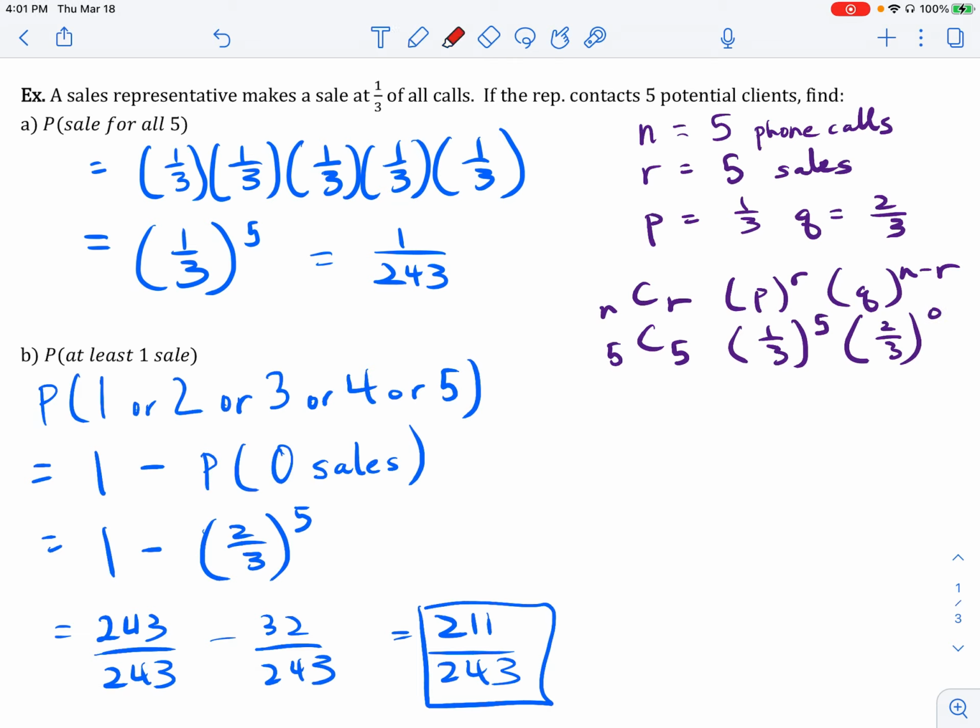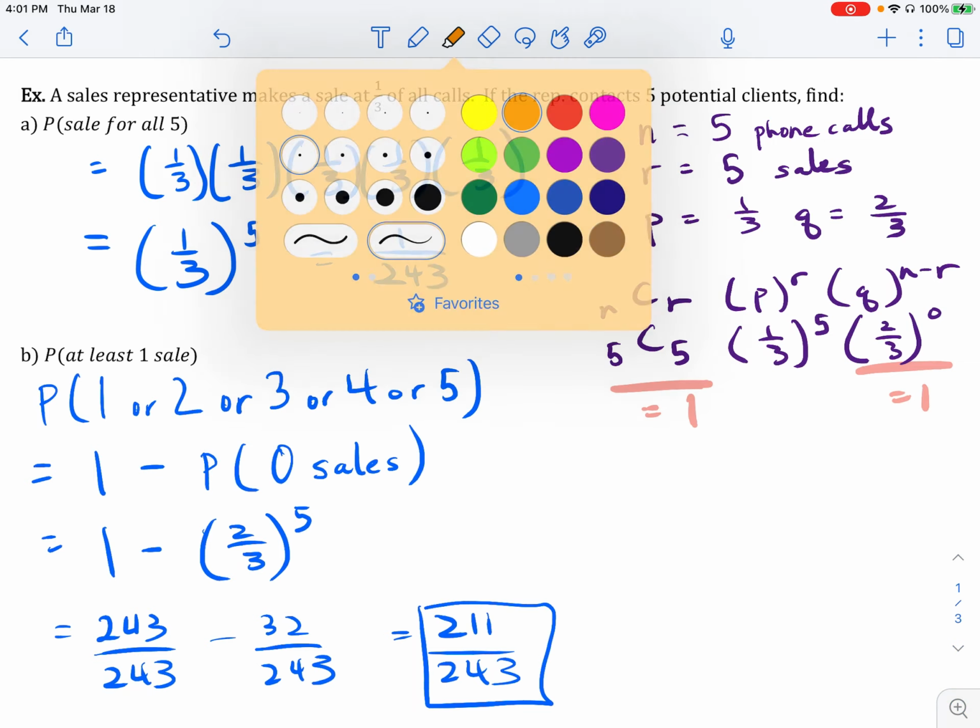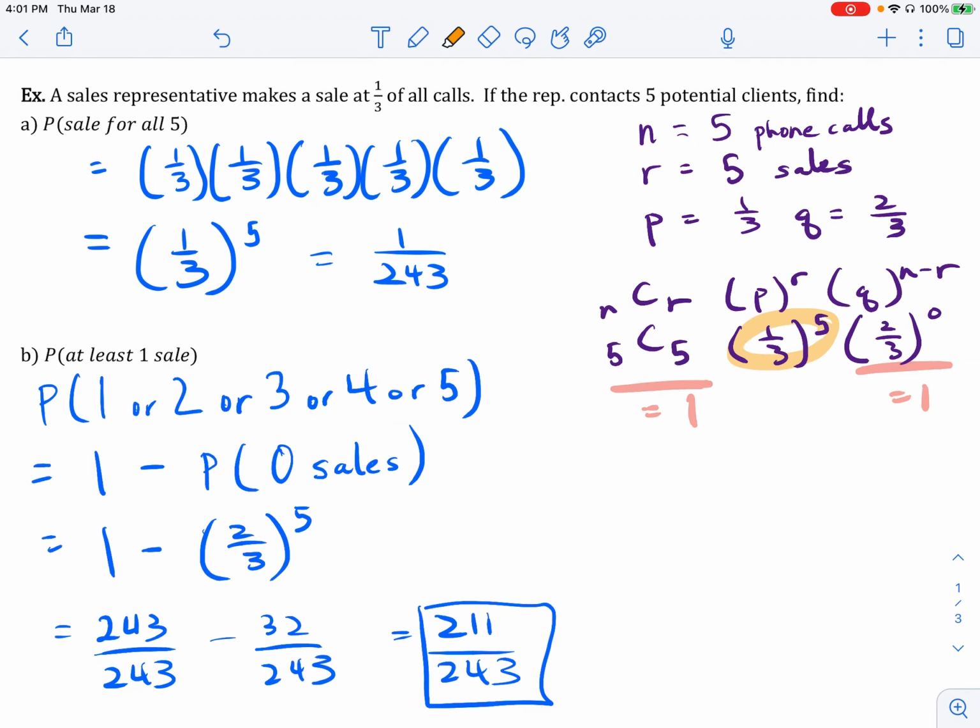And again, what do we see all of this is? This is equal to 1. This also is equal to 1. And what I have left over is exactly what we ended up doing in this previous problem. It was just all of this here. So it's just another approach that we could have taken here, but I just wanted to do it to illustrate how we might use binomial probability.